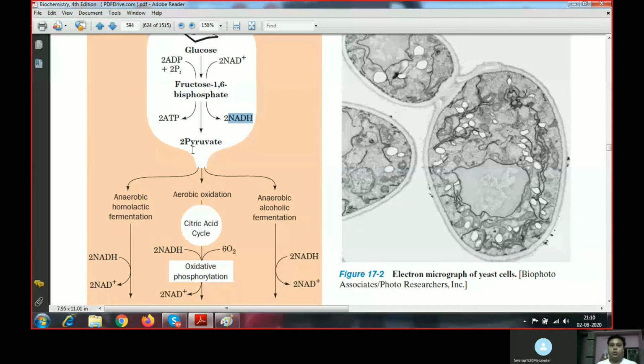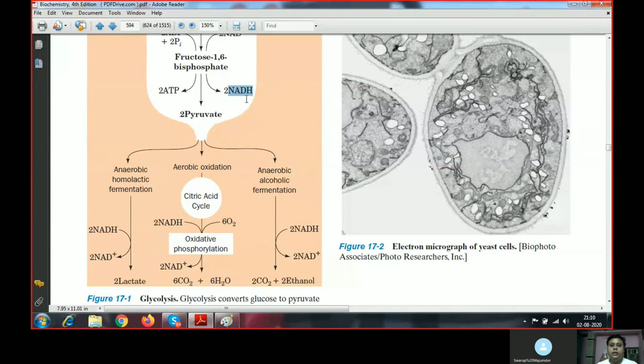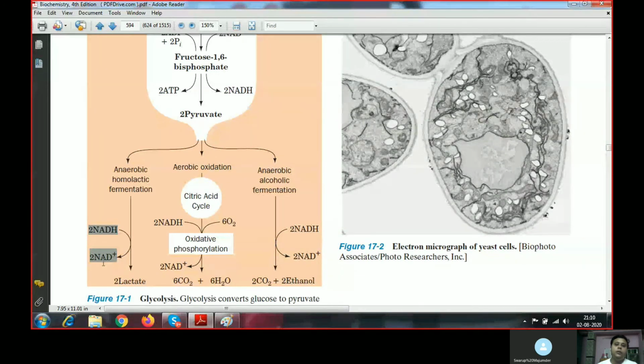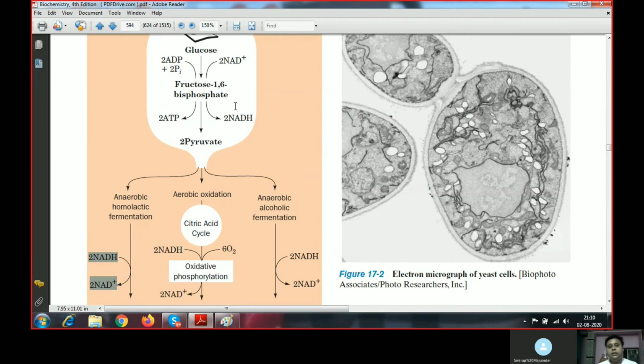So for the immediate supply of NAD plus, the cell will convert this pyruvate to lactate, so that we can use NADH for the conversion of pyruvate to lactate, converting NAD plus. It is just the reverse of what is happening in glycolysis. In glycolysis, 2 NAD plus is converted to 2 NADH, but here 2 NADH is converted to 2 NAD plus. So it will occur only when the rate of glycolysis exceeds the rate of the other pathway, that is the TCA cycle.